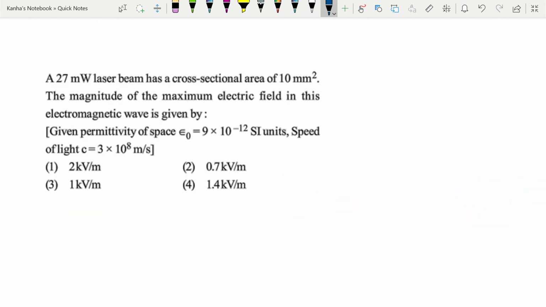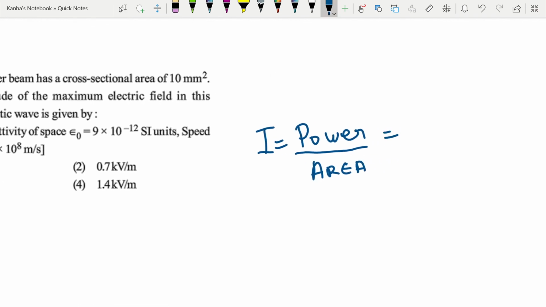Let's solve this question. A 27 milliwatt laser beam has a cross-sectional area of 10 millimeter square. The magnitude of the maximum electrical field in this electromagnetic wave is given by what? First of all, you should know the intensity of an EM wave. My intensity is nothing but power per unit area. This is nothing but half epsilon naught into E naught square into the velocity, which is c. Here E naught is the maximum electrical field.